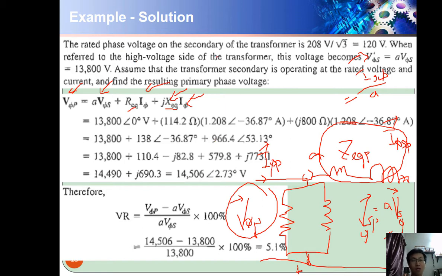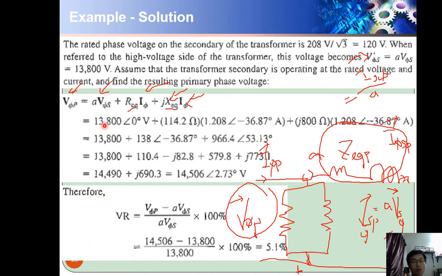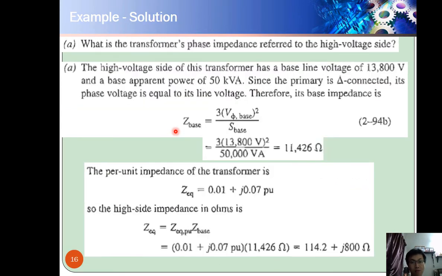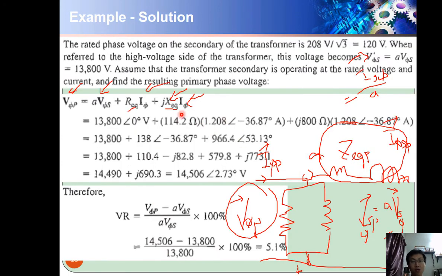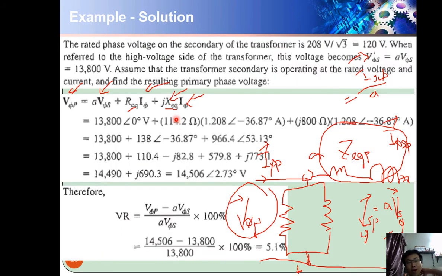The rated voltage on the secondary side of the transformer is this one. When referred to the high side of the transformer, the voltage becomes 13,800. Assume the transformer secondary is operating at the rated voltage and current, find the resulting primary phase voltage. So this one we already have, which is 13,800, and then R equivalent is calculated, 4.2. Then X equivalent is 800, and then I need to find my I phase.